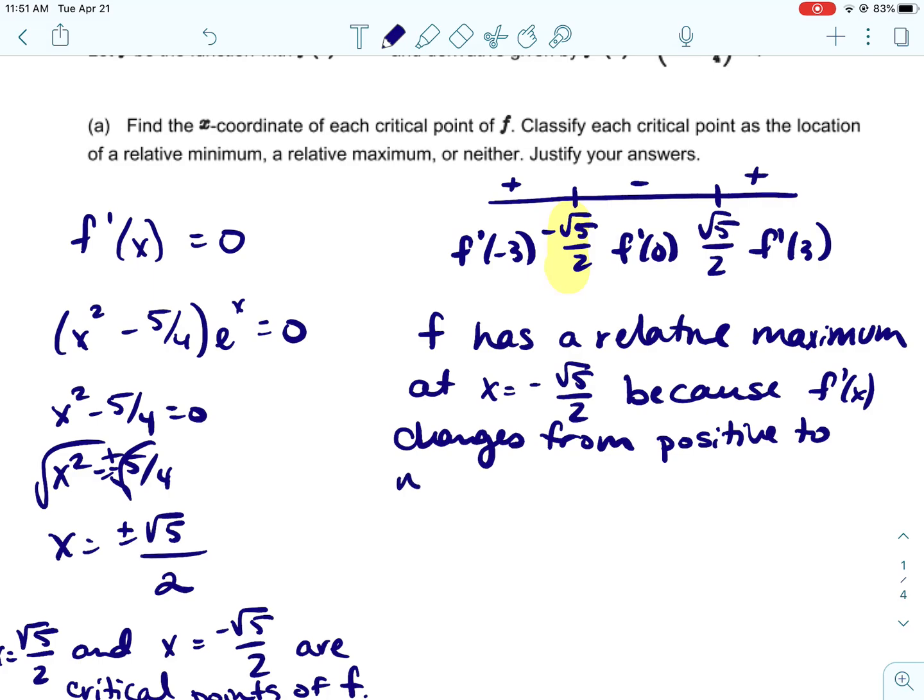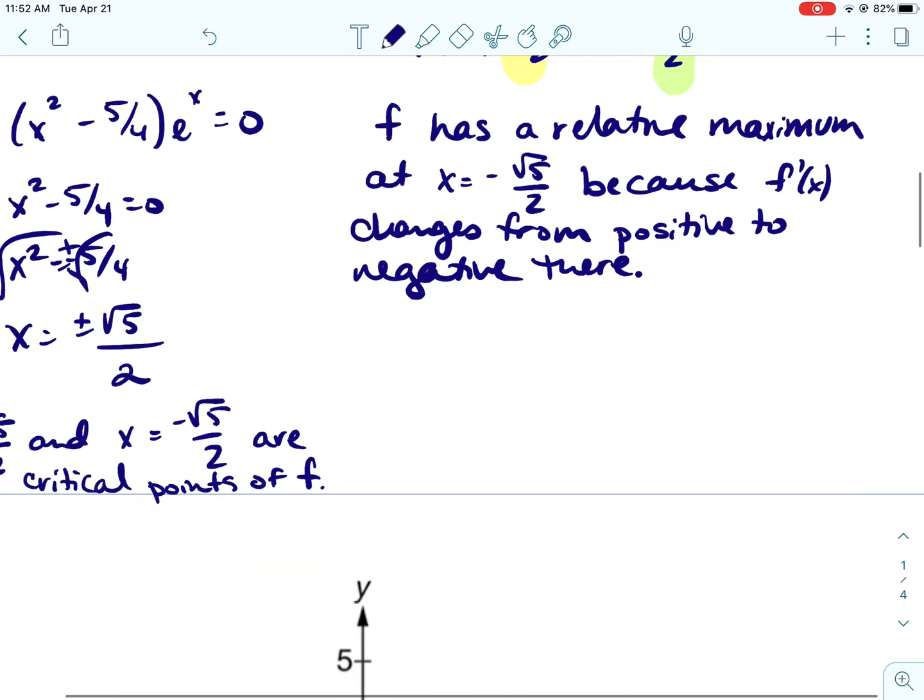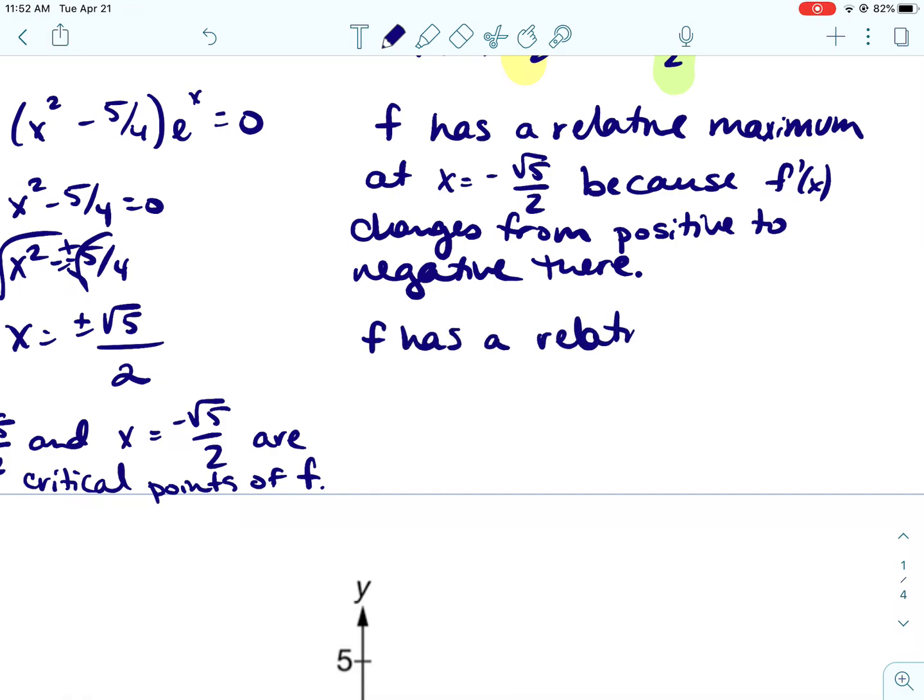And then we do need to tell why. So because f prime of x changes from positive to negative there. Okay, and if we look at the other point, positive square root of 5/2, f prime changes from negative to positive there, which is going to create a relative minimum.